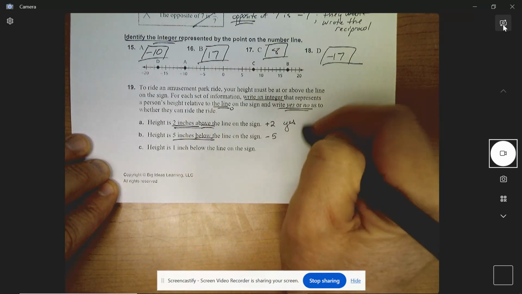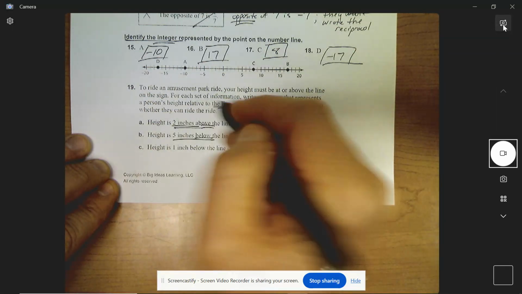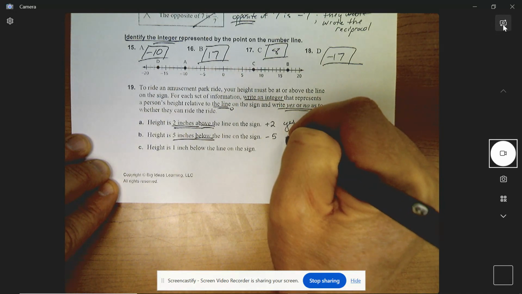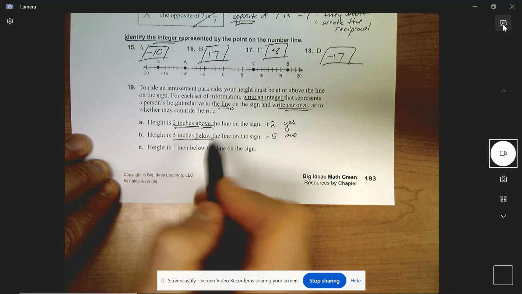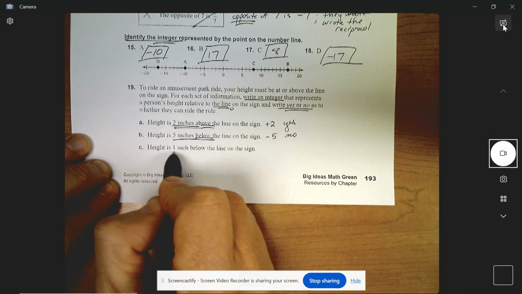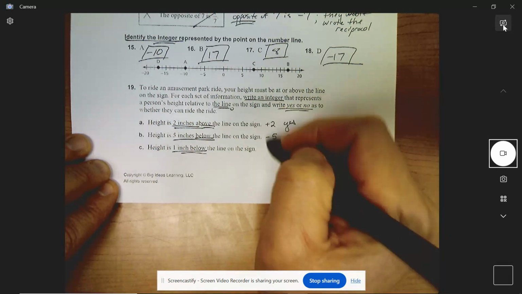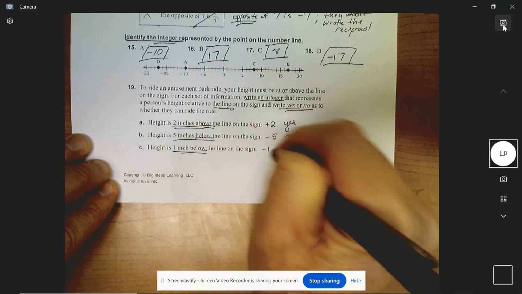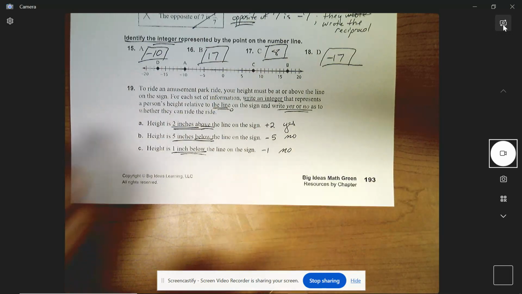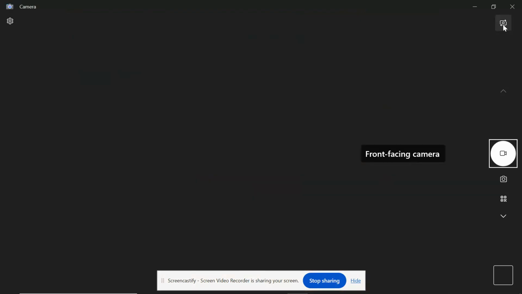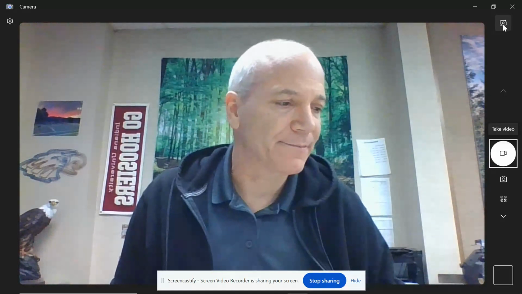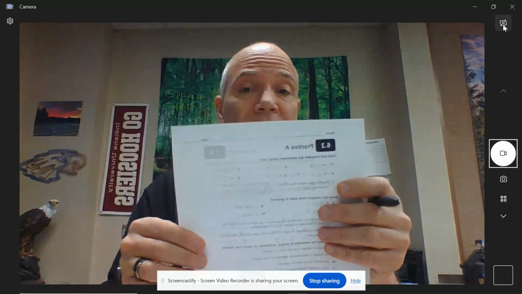So number 19, letter B, no, they may not. And even this one, 1 inch below, that's so close. So close, but no, you may not ride the ride. Bummer for you. But next year you'll be taller. So we've just finished side 1, which is 6-1. Now we're going to work on 6-2.